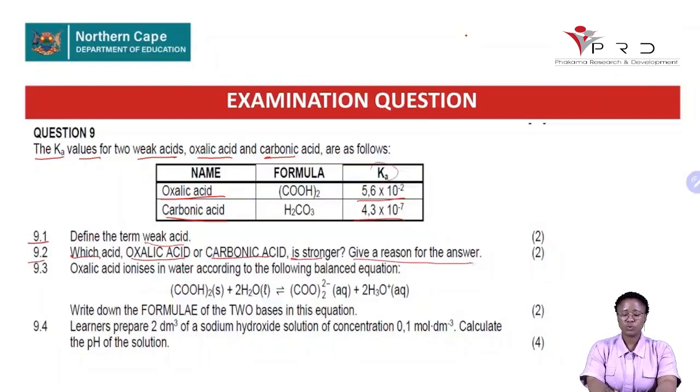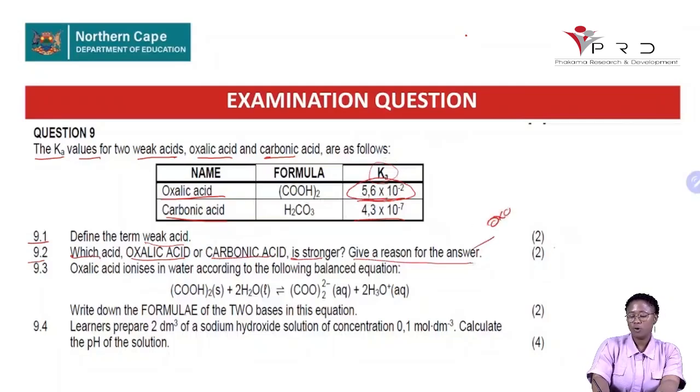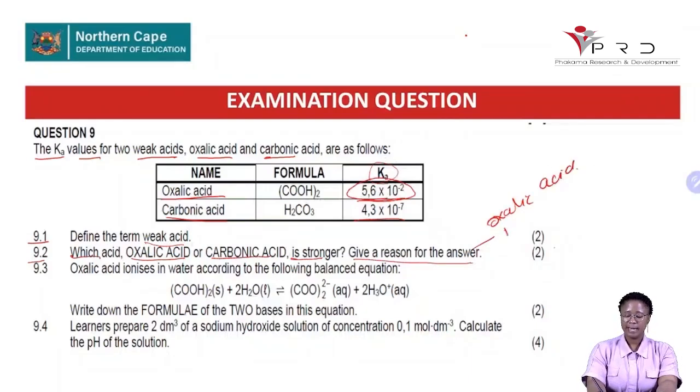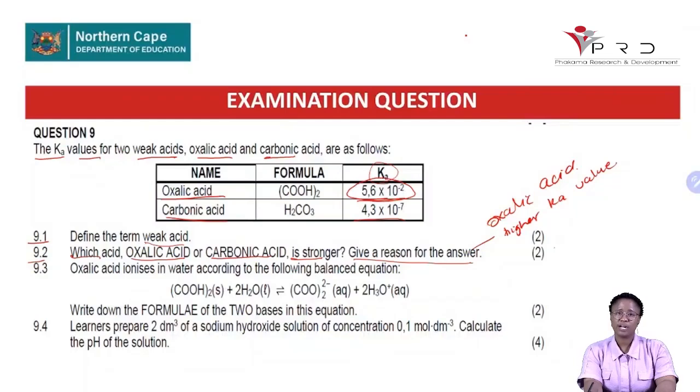Where do we go? We go to the Ka values. We see that oxalic acid is 5.6 times 10 to the power negative 2. What does that mean? It has a higher Ka value. The higher the Ka value, the stronger the acid. So the correct answer here will be oxalic acid. Why? It has a higher Ka value. All right. The higher the Ka value, the stronger the acid. I hope you remember that.